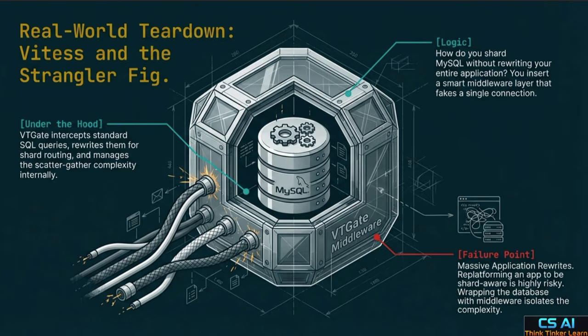The Strangler fig pattern allows you to gradually introduce sharding without a full rewrite. The failure point it addresses is massive application rewrites. Replatforming an app to be shard aware is highly risky. Wrapping the database with middleware isolates that complexity, making the transition much safer and more manageable.